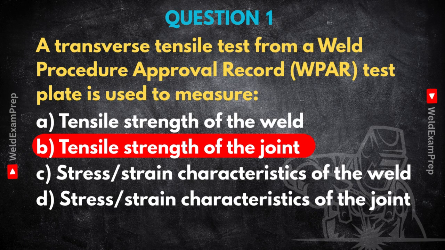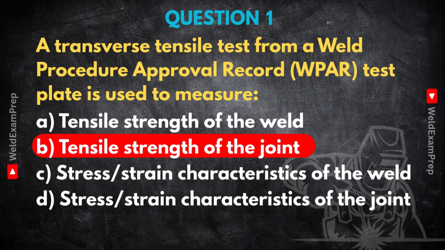And it's crucial because with the WPAR, the whole point is to qualify the entire welding process, not just the filler metal, right? Right, the whole procedure. Exactly. So when you pull that transverse sample, you're stretching the weld metal, yes, but also the HAZ, the heat-affected zone. Correct, on both sides, and bits of the parent material. The test basically finds the weakest link across that whole section.